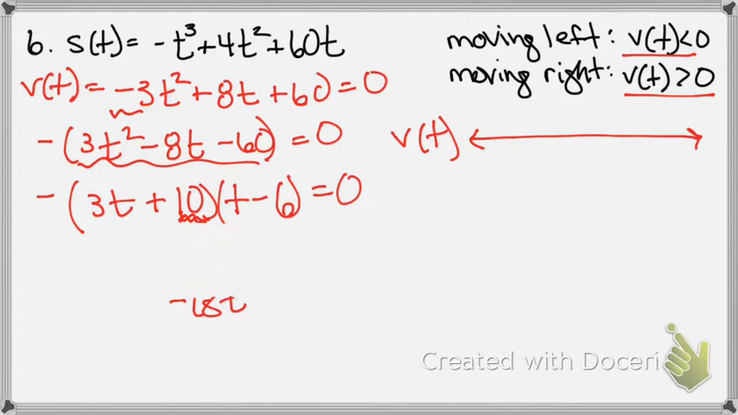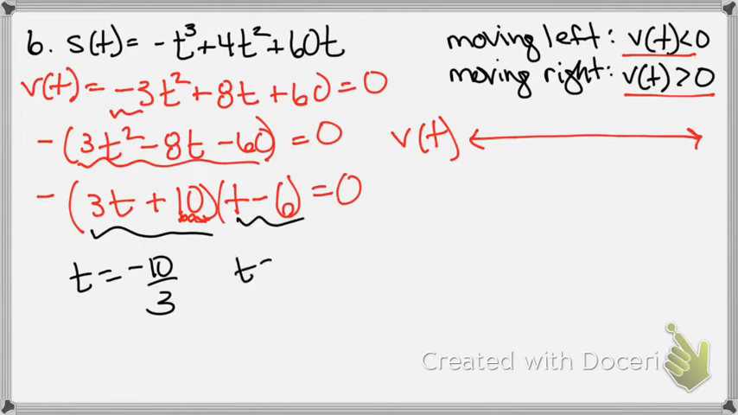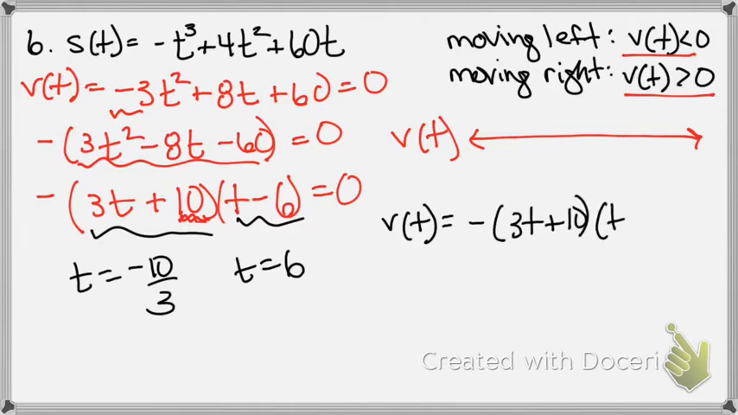So I factored it. Now set each factor equal to 0. This factor, set that equal to 0, you'd get a negative 10/3. Well, that's a negative time. That's garbage. Set this equal to 0, you get t equals 6. And don't forget there's a negative in front. So my current velocity equation in factored form is a negative, then I have 3t plus 10 and t minus 6. Now we're going to do our sign chart.